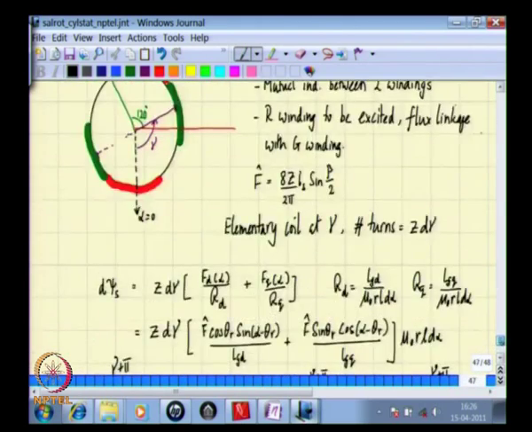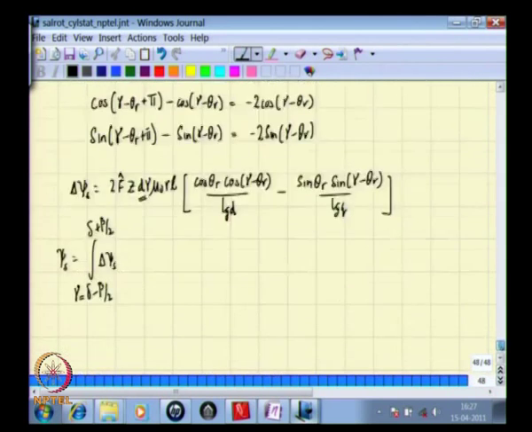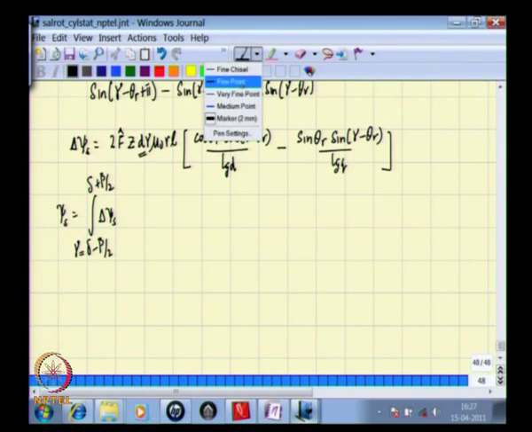Note that if we go back to the figure, gamma varies from the angle between the alpha equal to 0 axis and the midpoint, the median line of this phase spread, which is equal to delta. From delta you are now looking at beta by 2 this side to beta by 2 that side, and therefore gamma varies from delta minus beta by 2 to delta plus beta by 2, and that is what we have written here.